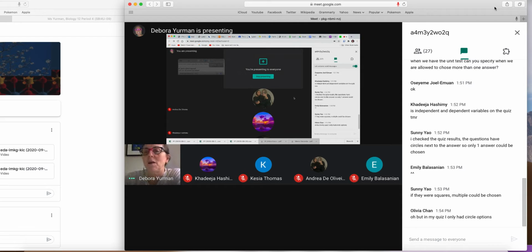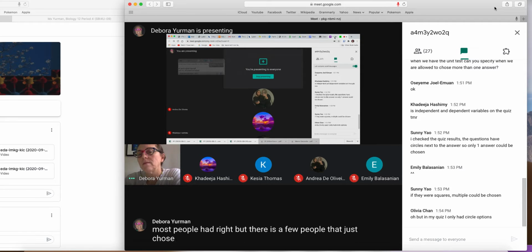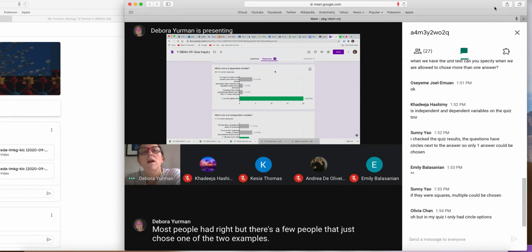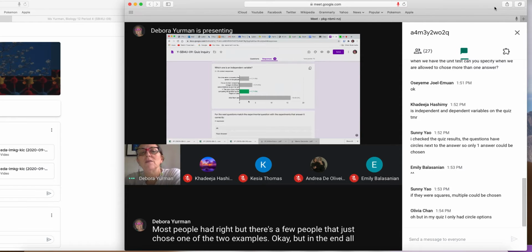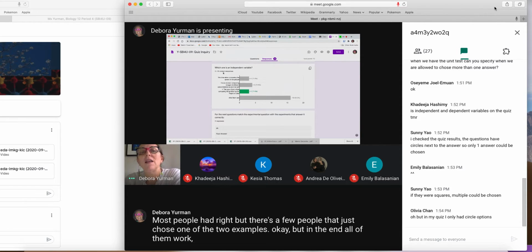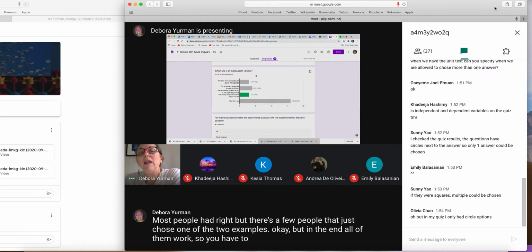Okay, but I was asking about this question of the dependent. Anybody has any question about that? Okay. In this question, a lot of people fell for this one. Look how few people had it right, 3 only. So let's walk through. Which one is the independent? The time when comparing the speed of two people. Why is that wrong?